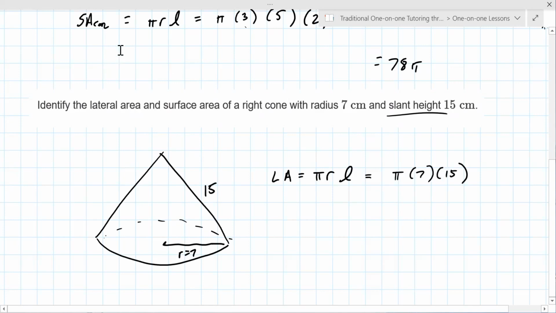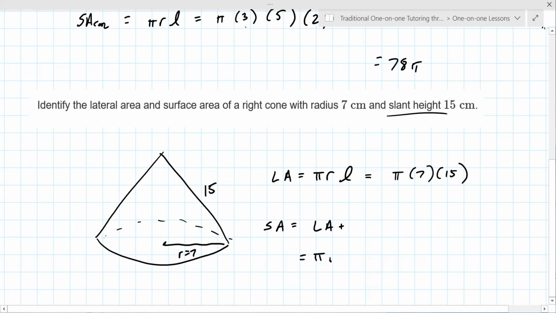Could you give me that number rounded to 1 decimal place? Sure. I get 329.9. Okay, very good.